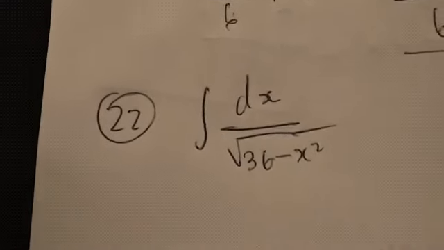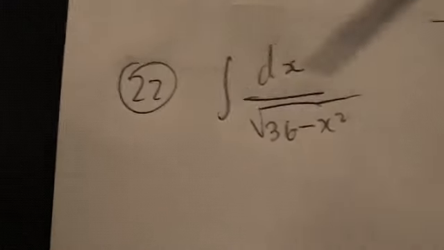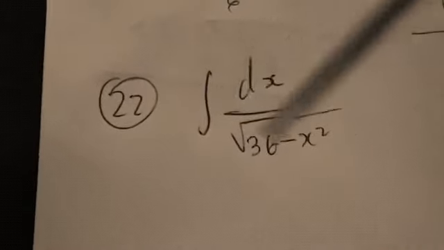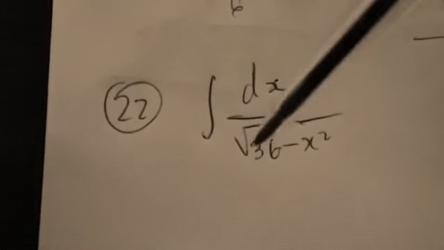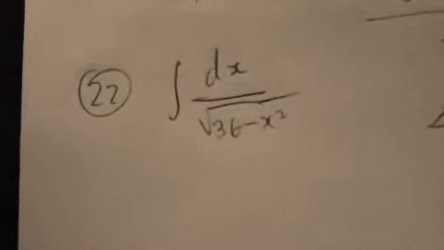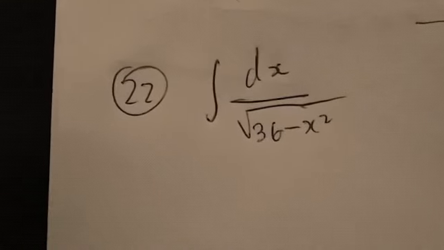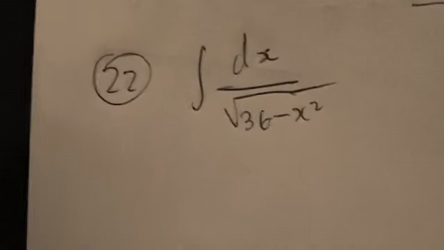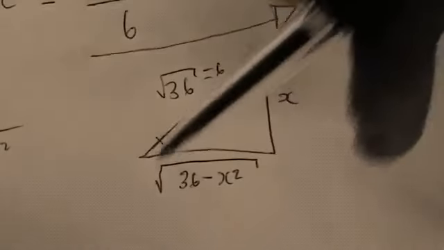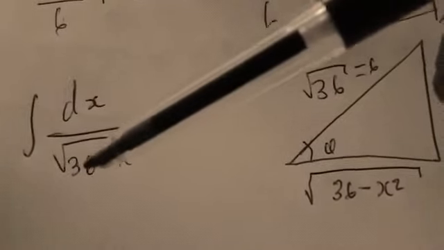So we are asked to evaluate this integral. We notice we have a square root sign and 36 minus x squared. It might seem difficult, but we'll use trigonometric substitution. So we draw the triangle, and this is the larger side.